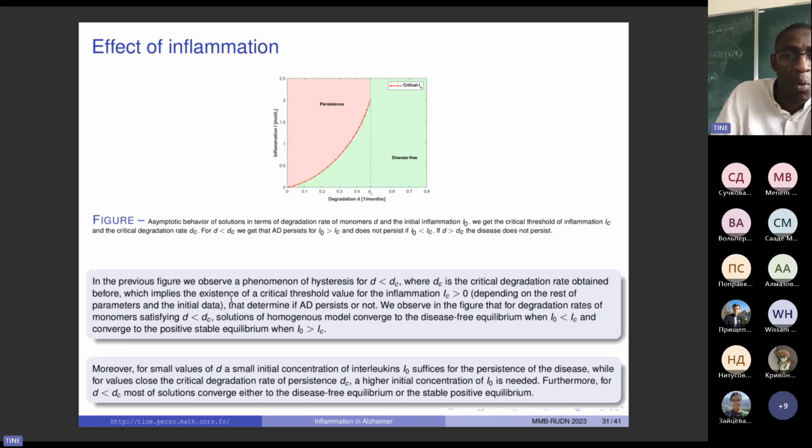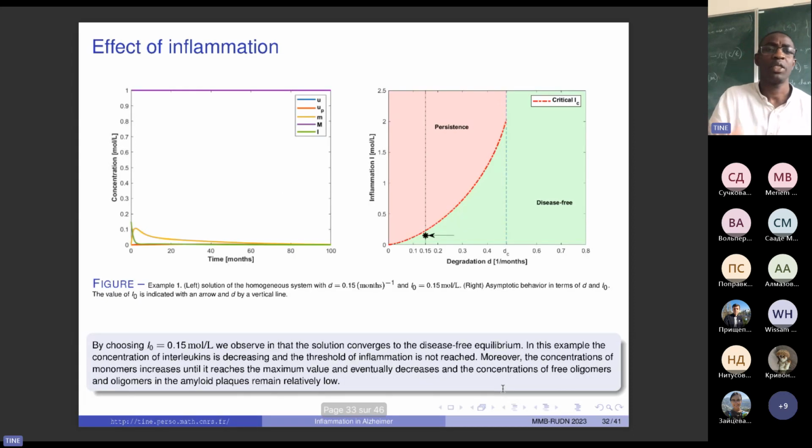Alzheimer's disease. Moreover, for small values of D, a small initial condition of interleukin I0 is sufficient for the persistence of the disease, while for values close to the critical degradation rate of persistency DC, a high initial concentration is needed. So this was one of the first figures that we show.